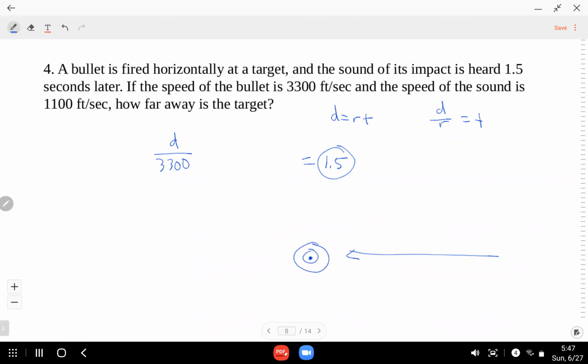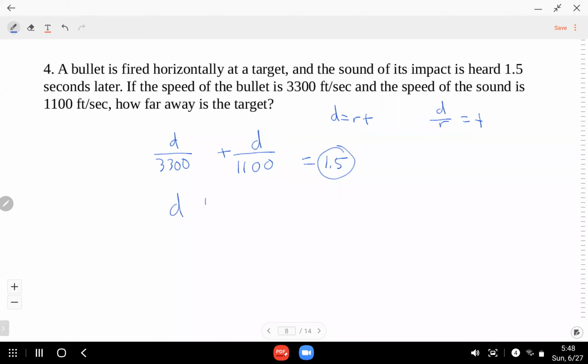This is our target. Okay, we're hitting the target, and the sound is coming back. All right, the sound is coming back. So basically, it's the combined distance. All right, so you also need to add d over 1,100. So now let's multiply by 3,300. Now, these are big numbers, so get out your calculators.